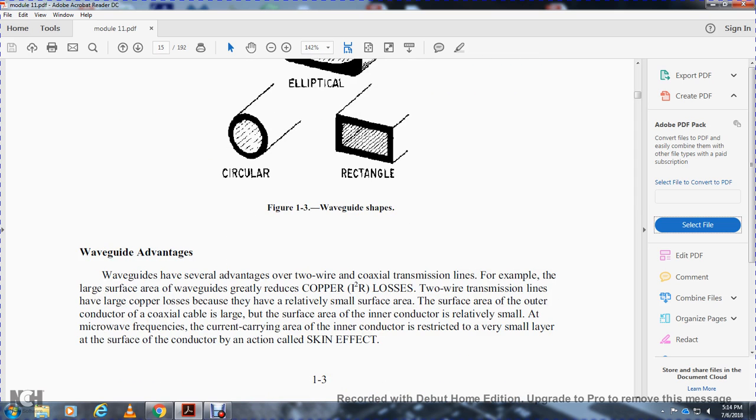Waveguide advantages. Waveguides have several advantages. Compared to two-wire and coaxial transmission lines, for example, the large surface area of waveguides greatly reduces the copper loss, which is the current squared times the resistance. Two-wire transmission lines have a large copper loss because of their relatively small surface area.